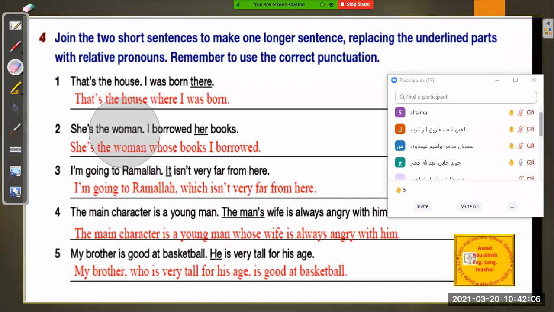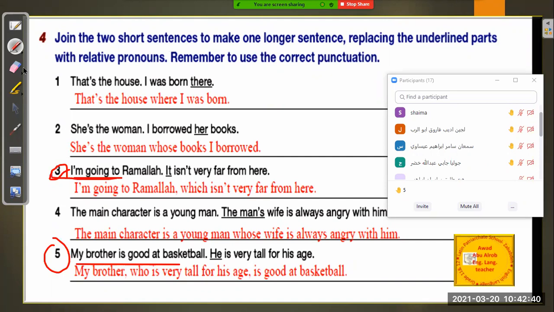Okay. Now, if you look at the example number 1, is it defining or non-defining? Defining. Number 2, defining. 3, non-defining. We need to use a comma because the sentence is complete. Number 4, defining. And the last one, non-defining. If we just have a look at this sentence here, number 3 and number 5. Look at the first sentence here and the first sentence here.